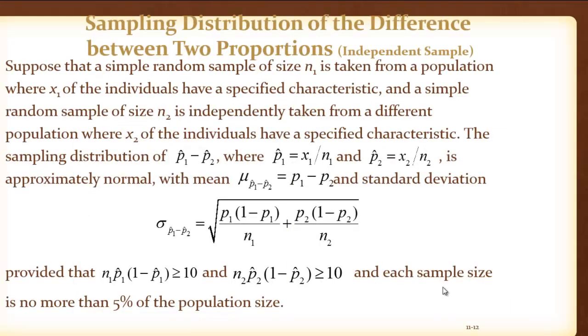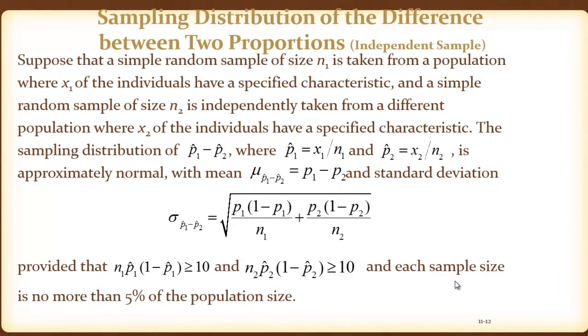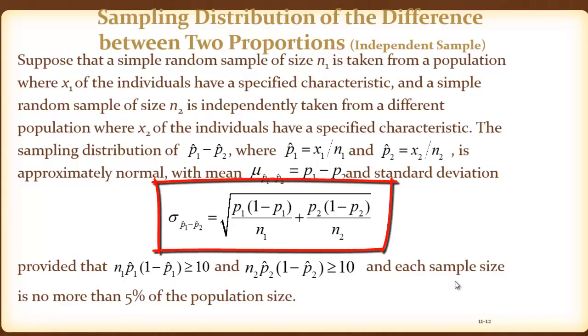And here is the sampling distribution for the difference between two proportions when you have an independent sample. You're going to take a simple random sample of size n1 from the first population, where x1 of the individuals have some characteristic, such as passing a class. And a simple random sample of n2 is independently taken from a different population, where x2 of the individuals have a specified characteristic, again, such as passing a class. The sampling distribution of p hat 1 minus p hat 2, where p hat 1 is the sample proportion of successes in your first sample and p hat 2 is your sample proportion of successes in your second sample, is approximately normal, where the mean of that difference is P1 minus P2. But again, because we assume the proportions are equal in the null, P1 minus P2 is going to equal 0. The standard deviation is going to be that ugly formula right there.